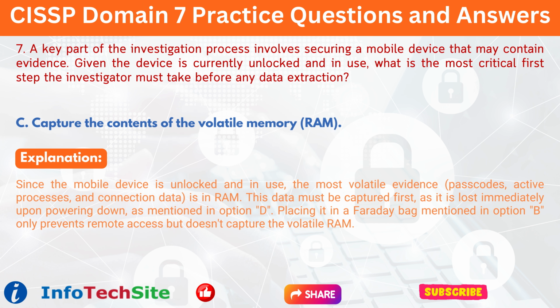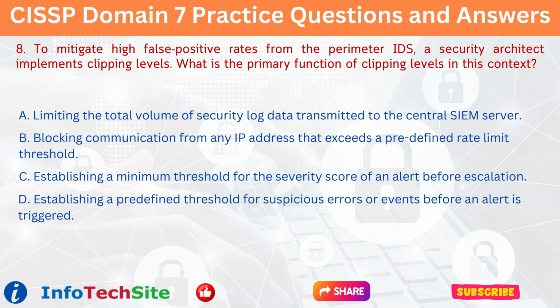The correct answer is C. Capture the contents of the volatile memory, RAM. Explanation. Since the mobile device is unlocked and in use, the most volatile evidence, passcodes, active processes, and connection data, is in RAM. This data must be captured first, as it is lost immediately upon powering down, as mentioned in option D. Placing it in a Faraday bag, mentioned in option B, only prevents remote access but doesn't capture the volatile RAM.